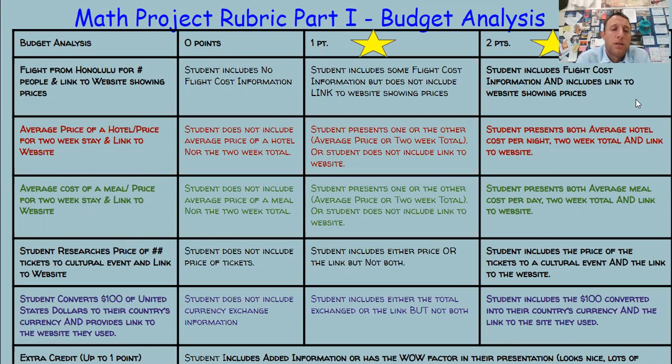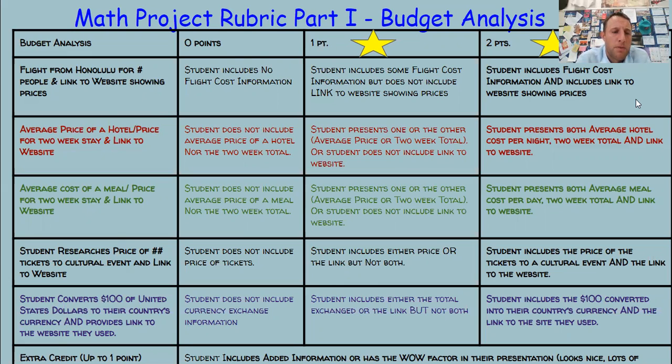You're going to research the price of the number of tickets to a cultural event. So if you're going to England, you could do a Premier League soccer game. You need to tell me how much each one of those tickets is going to cost. Student, don't buy anything. Also, that is huge. Please don't accidentally purchase a $2,000 trip to Buenos Aires on your parents' credit card. Do not do that. Just take a screenshot of it and use it for research.